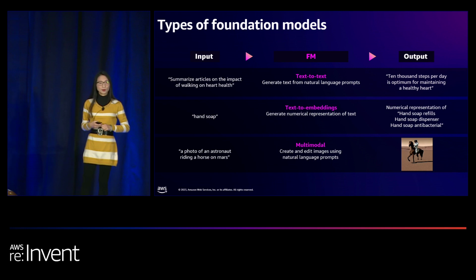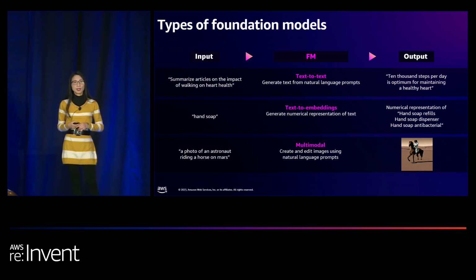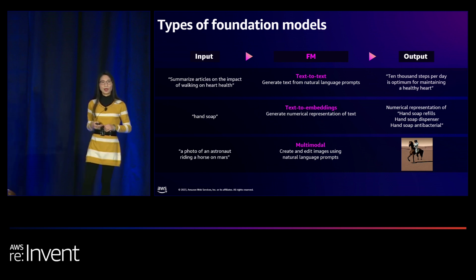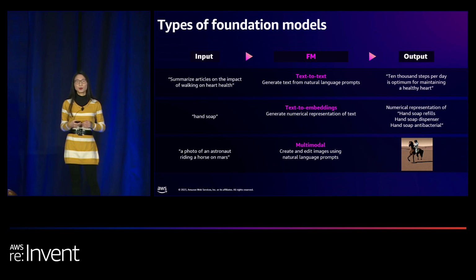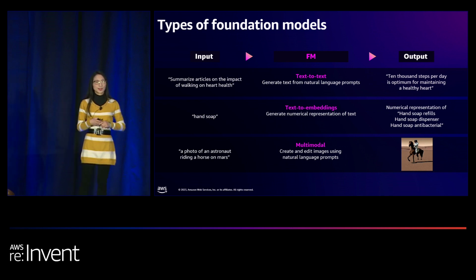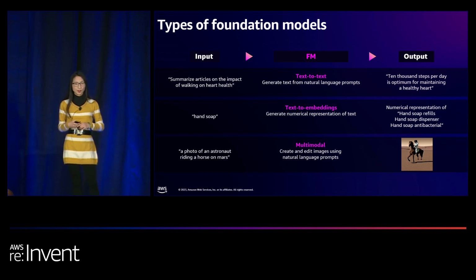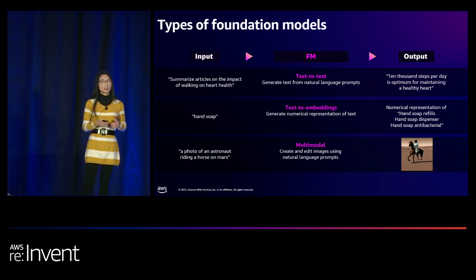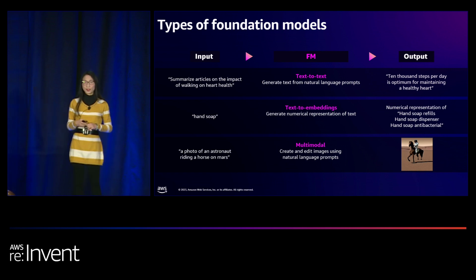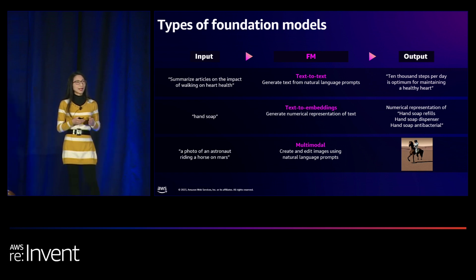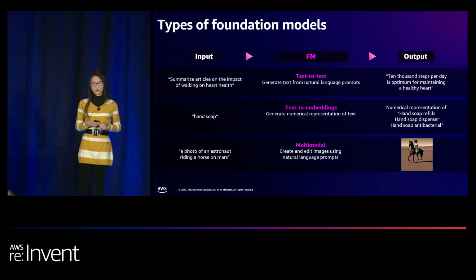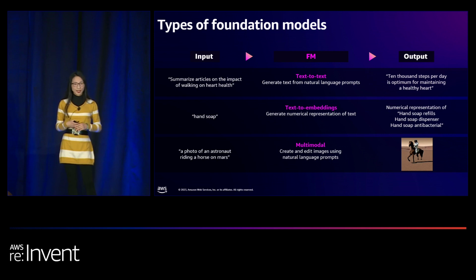Second category of foundation models is text to embedding models. These models accept text as input and output numerical representations of the input text. So these numerical representations are called embeddings. We're going to cover embeddings in a little more detail later in this session. And the third category of foundation models is multimodal foundation models. So these models take text as input, but generate output in another data modality, such as images. Now, if you are able to follow along so far, you basically officially understand the basics of generative AI.